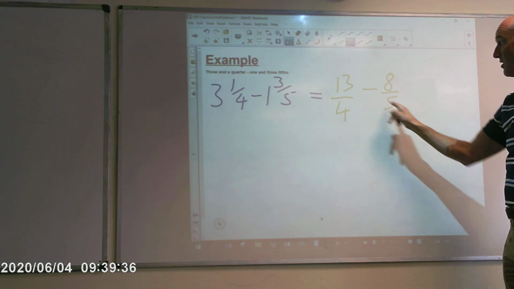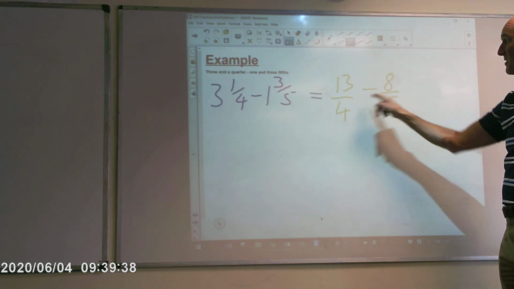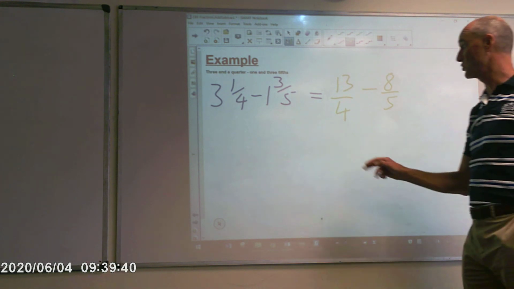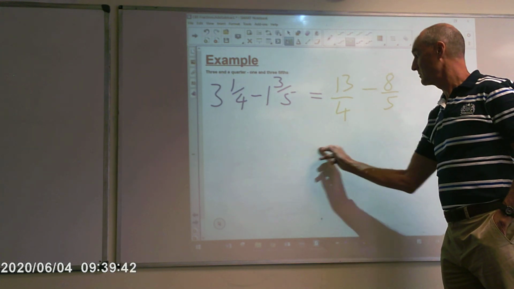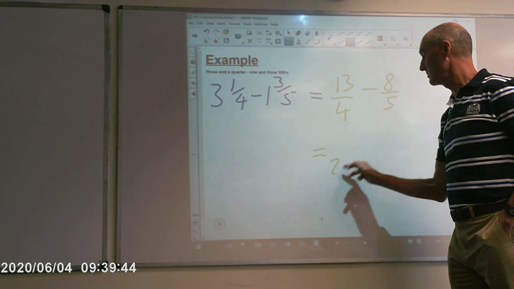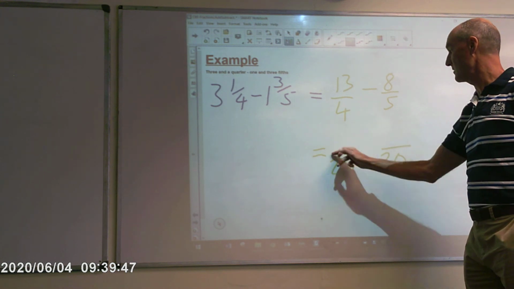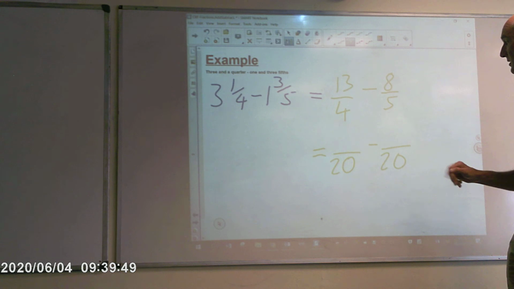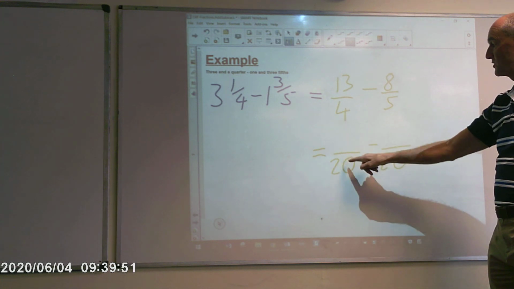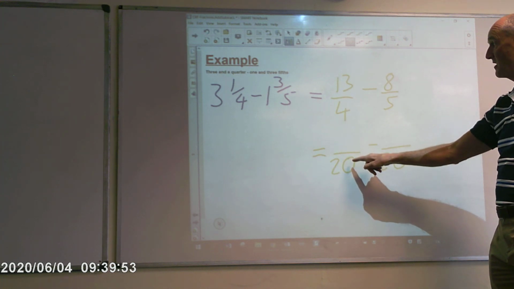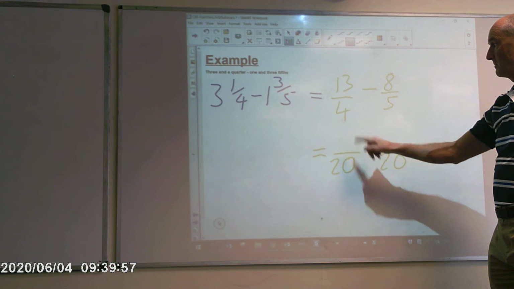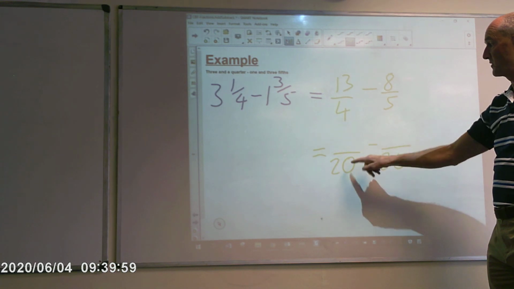They're not like terms. What's the lowest common multiple of 4 and 5? It is 20. So I want to make those into 20ths. What have I done to make 4 into 20? I've multiplied it by 5. Okay? 5 times 4 gives me 20.